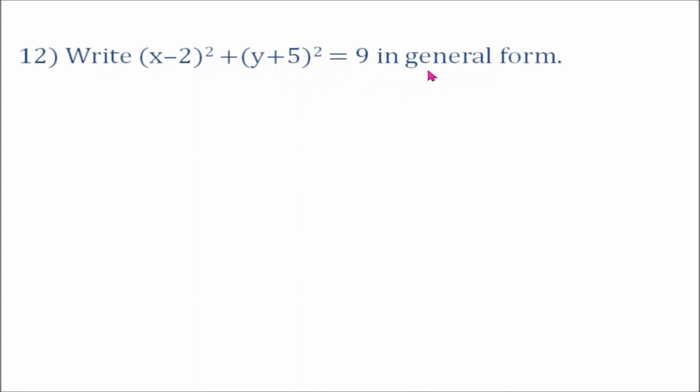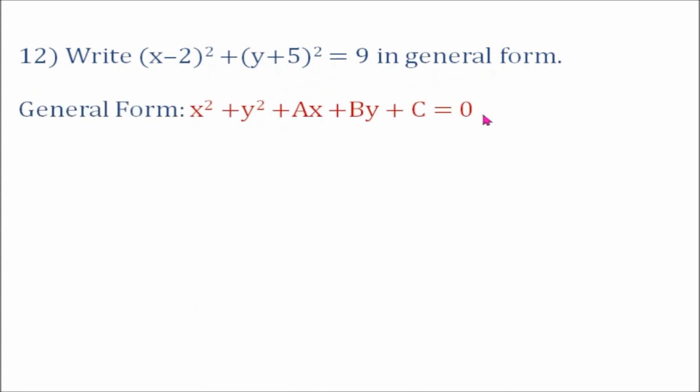Example number 12. Write the quantity x minus 2 squared plus the quantity y plus 5 squared equals 9 in general form. So this is the general form. So what we are going to do here is to square the quantity x minus 2, which is x squared minus 4x plus 4, and we are also going to square y plus 5, which is y squared plus 10y plus 25. Then we have here equals 9.